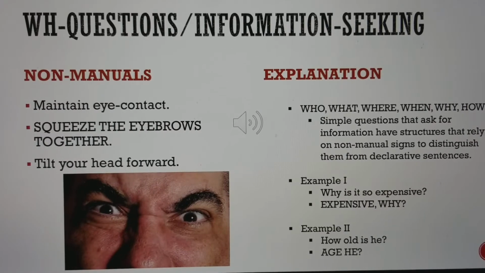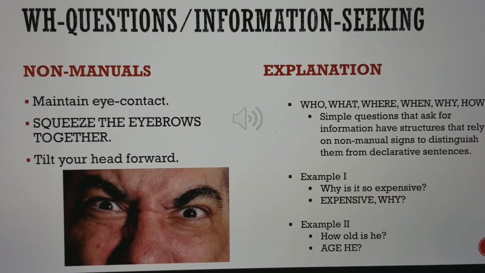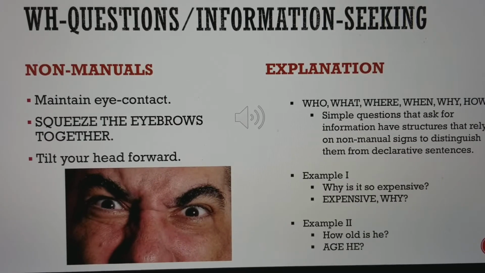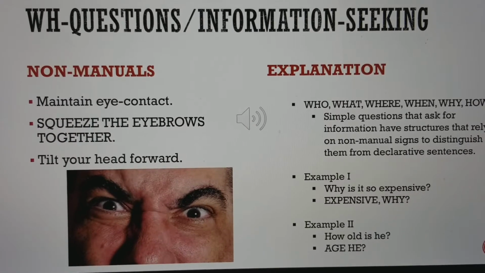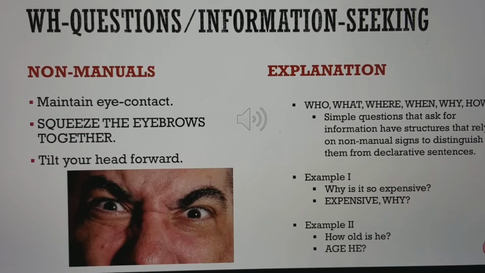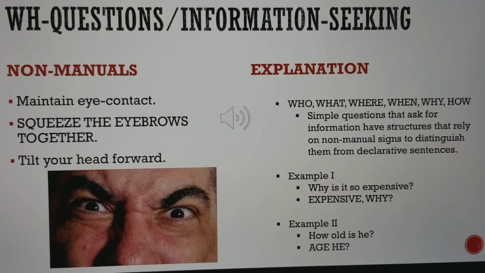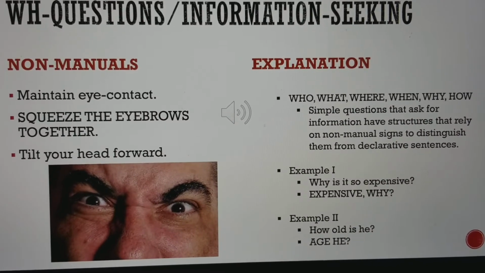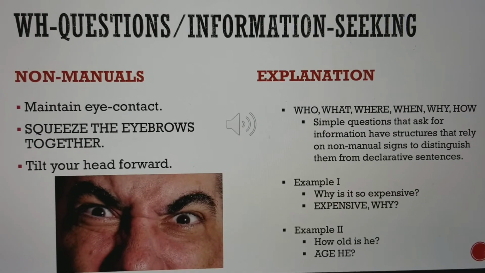And for examples here, example 1 is, why is it so expensive? Would just be glossed, expensive why, as well as example 2, how old is he? And you would just, when glossed, sign HE. I think squeezing of the eyebrows is probably one of the most important things to remember when signing WH questions or information-seeking questions.